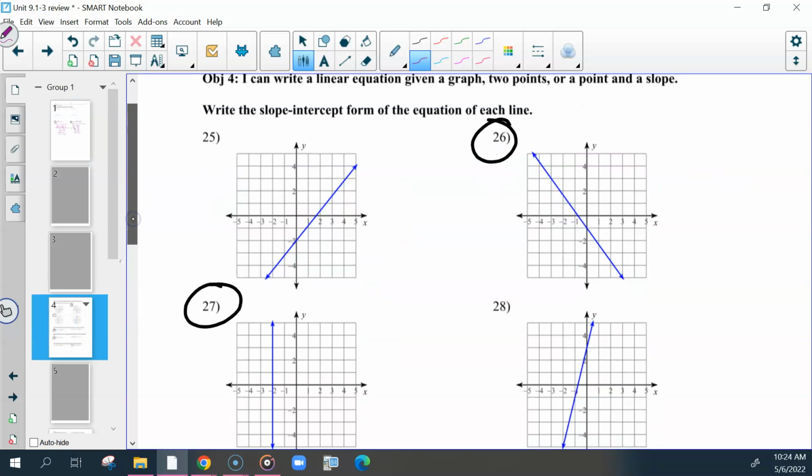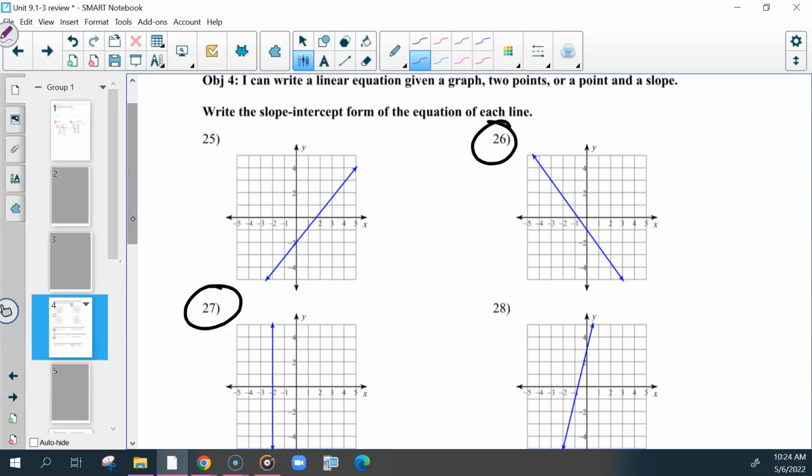For number 26, we are now writing equations from a graph. So this would be on the one that says objective 4, writing linear equations. It should be a stapled packet. The numbers may be a little different, but on the first page, there's the graph. I think yours might be 16 instead of 26.